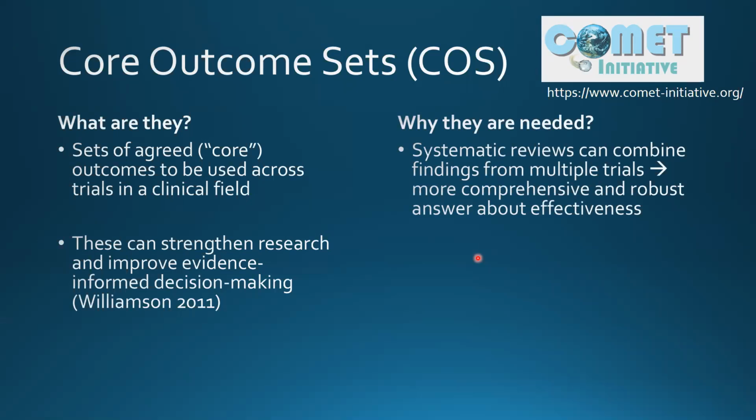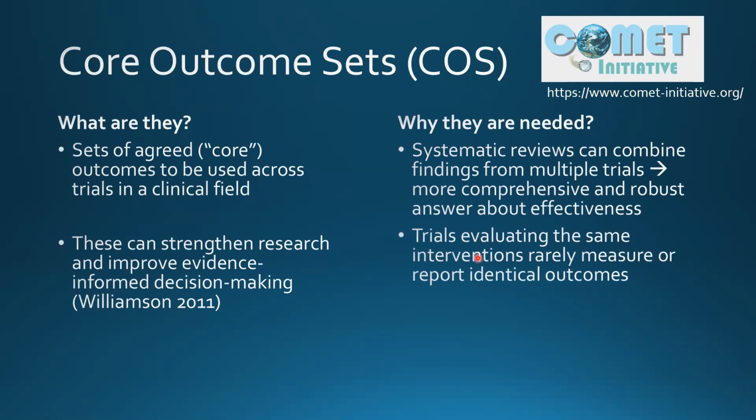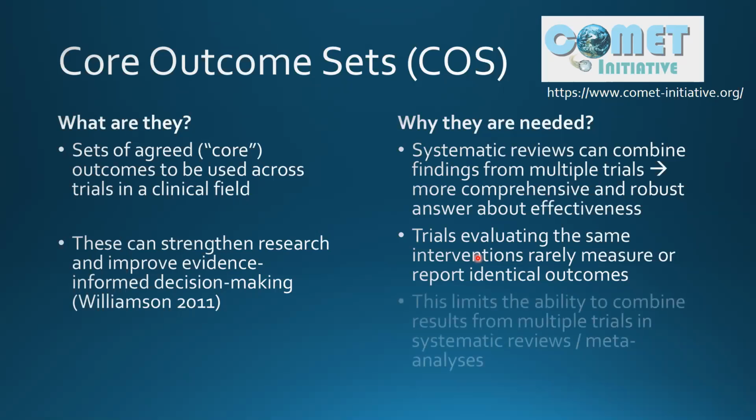They're needed because of this idea of doing systematic reviews to pull in the findings from multiple trials on a particular topic. Systematic reviews will give us a more comprehensive and robust answer about effectiveness. However, trials evaluating the same interventions rarely measure or report identical outcomes. So as I say, there's multiple ways to measure any one outcome, and that can lead to problems when you're trying to pull that research together further on down the road. So this limits the ability to combine the results from multiple trials in systematic reviews and meta-analyses.